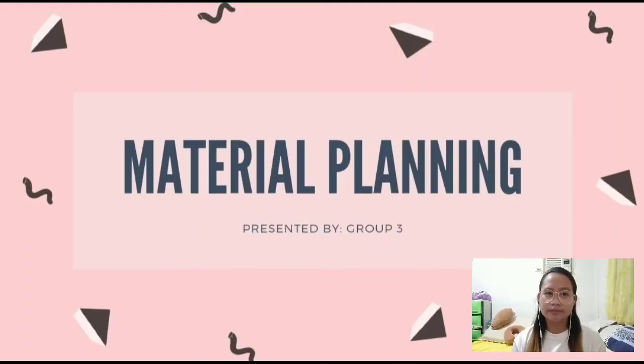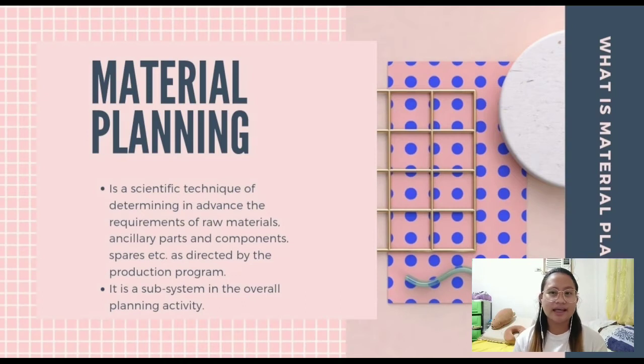Okay, let's proceed to material planning and control. Material planning is a scientific technique of determining in advance the requirement of raw materials, ancillary parts and components, spares, etc., as directed by the production program. It is the overall planning activity.